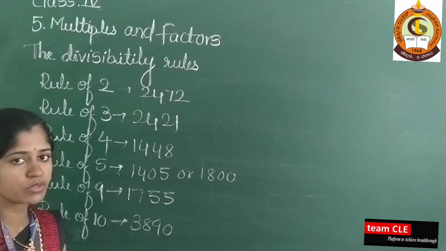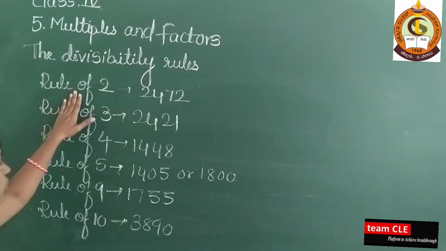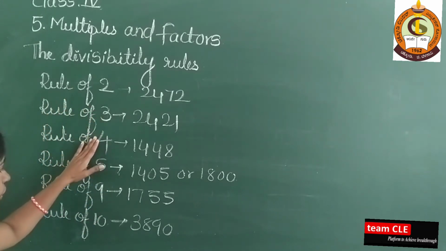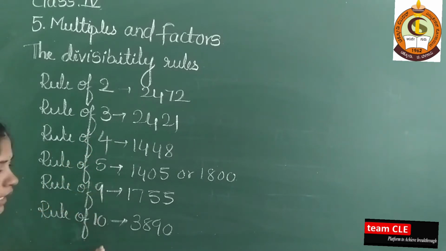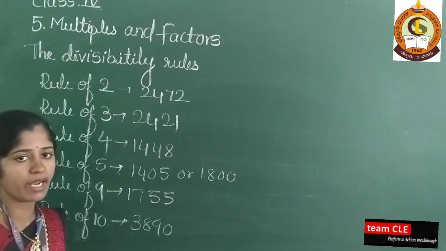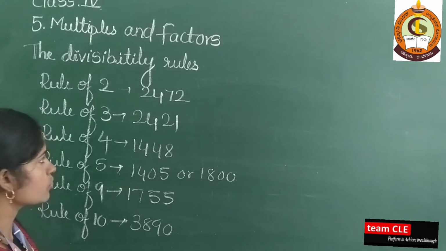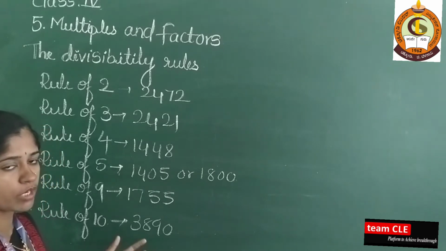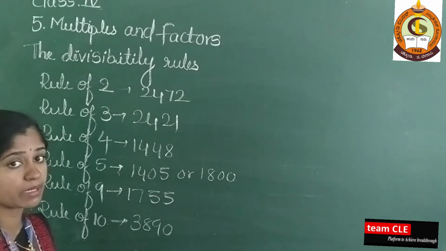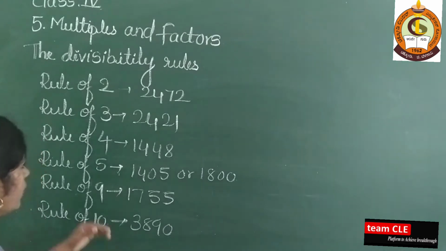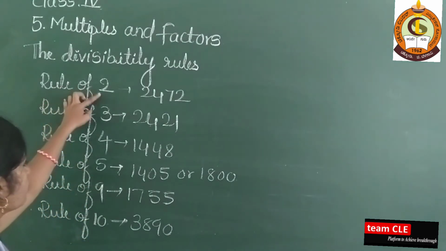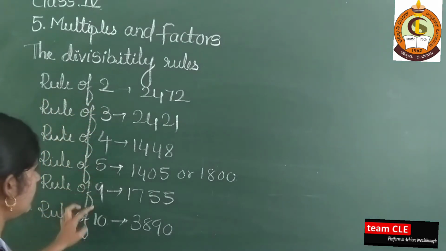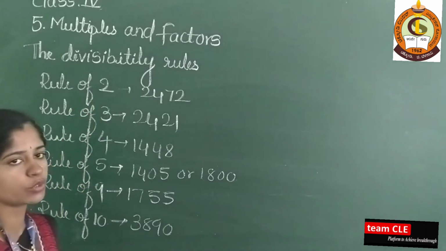So in today's class we are going to learn the divisibility rules of 2, 3, 4, 5, 9 and 10. Very important. If you know this, then you can divide the given number easily. So here you have some tricks. If you know those tricks, then you come to know whether this number is divisible by which number. So what is the divisibility rule of 2?